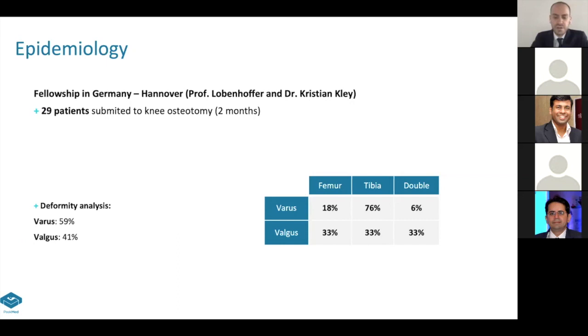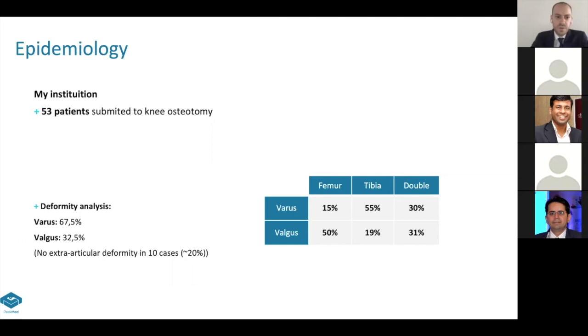So I went back to my hospital and did the same study, with 53 patients that I managed to collect the data for. And you can see on the table that varus tibia was only 55%. On the femur it was 15%, and there were double level osteotomies in 30% of the cases. So you see that it's really important to plan and do the proper deformity analysis.